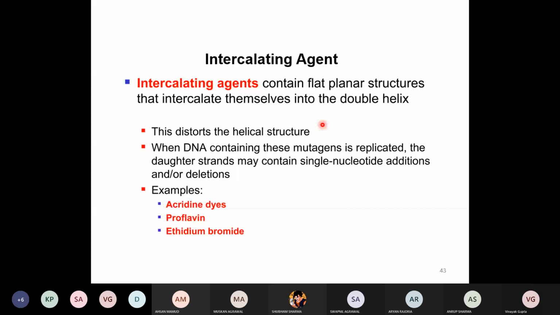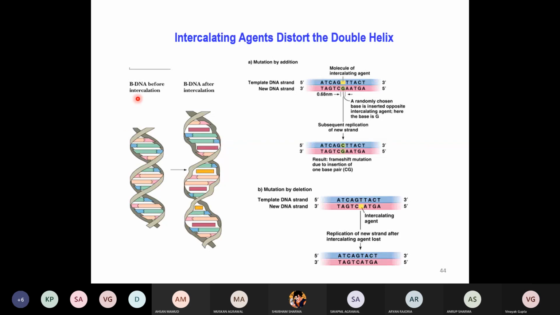Intercalating agents are basically planar structures which can intercalate themselves into the double helical structure of DNA. And what is going to be the consequence of inserting those intercalating agents into the DNA? They are going to distort the helical structure of DNA, which you can see in the next slide. Generally, the helical structure, this is another name given by the scientists, is called B-DNA. So this is the structure which is helical.